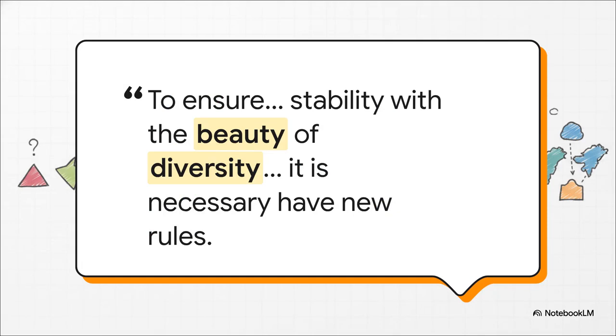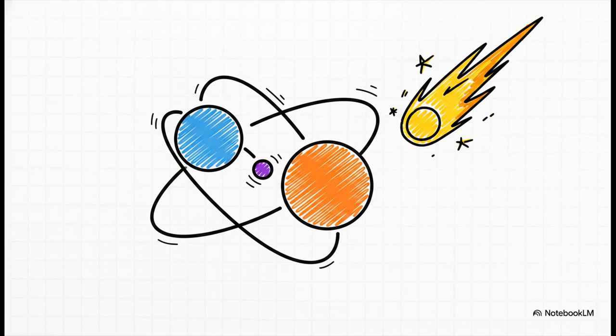I love this profound thought from the source text because it perfectly summarizes the entire evolution. To ensure the compulsions of stability with the beauty of diversity, it is necessary to have new rules of the game. India hasn't broken its democratic system at all. It has just gracefully adapted it. To balance the desperate need for a stable government with the beautiful, massive diversity of its people, it simply had to invent new rules. We'll leave you with this final thought to ponder.